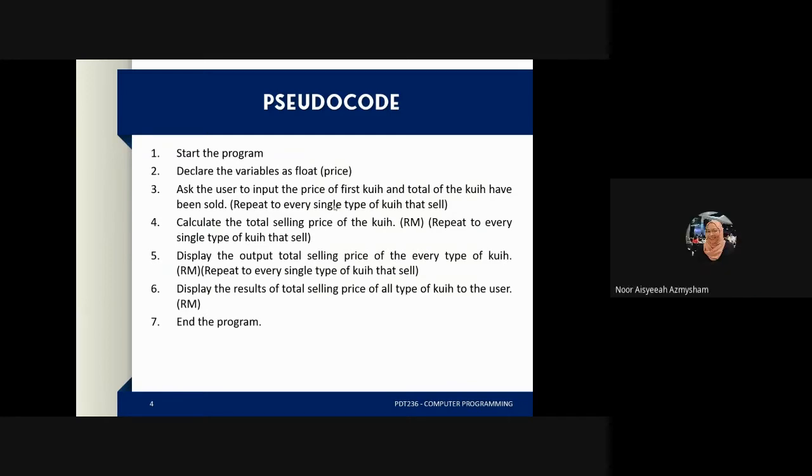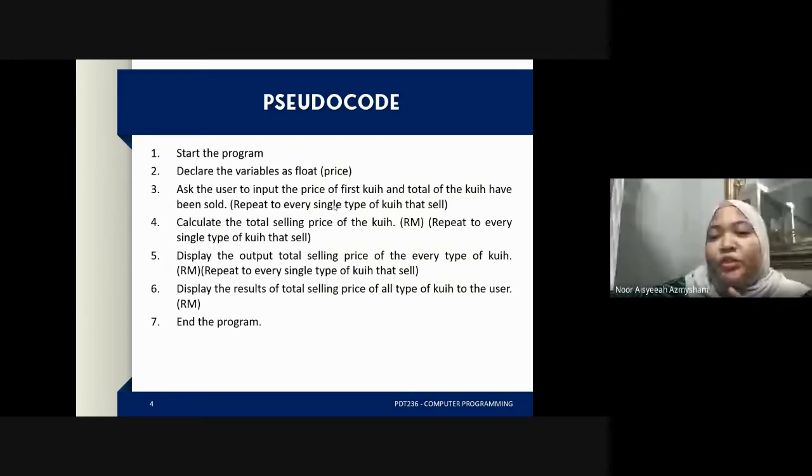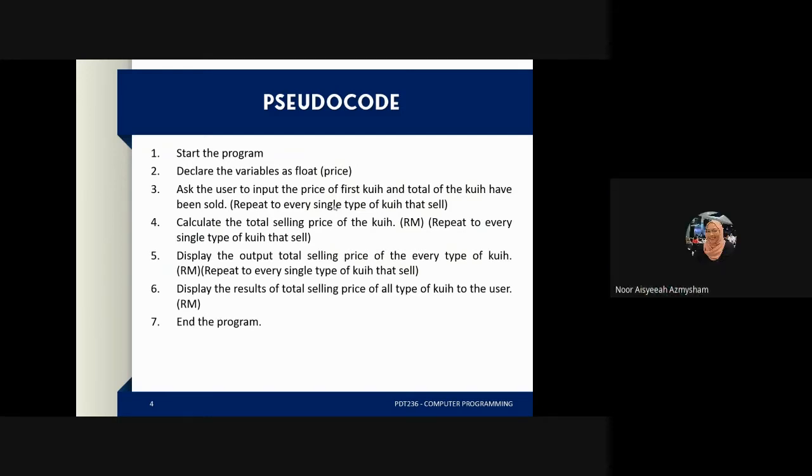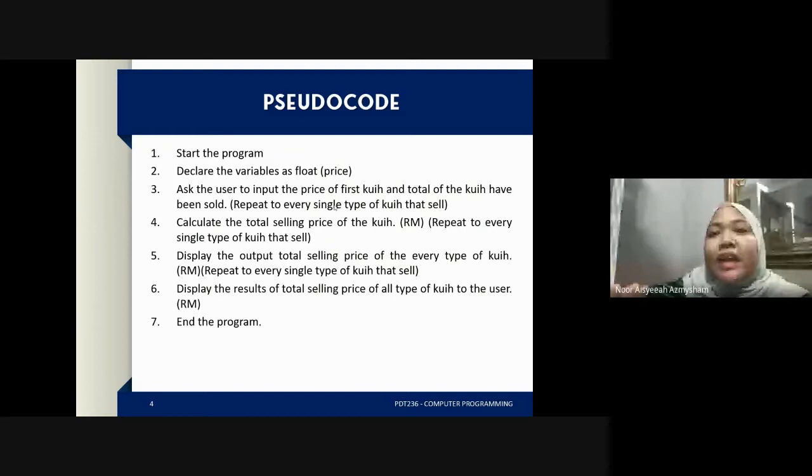Okay, thank you, Azrin. My name is Nuraisha binti Sham. So I will continue with the course. We start the program and then we declare the variable as a float. Then we ask the users to input the selling price of the first kueh, and then the total kueh that were sold. So we repeat this for every single type of kueh that the seller sells.